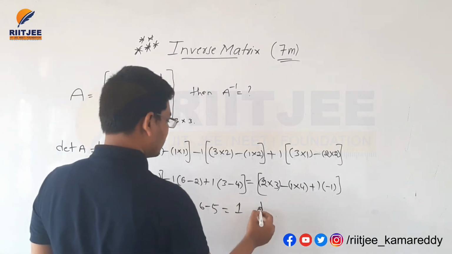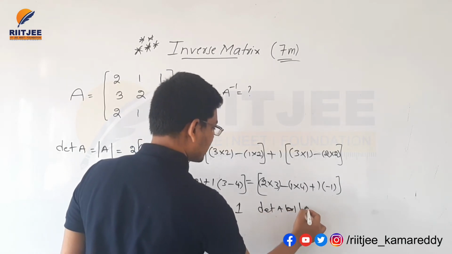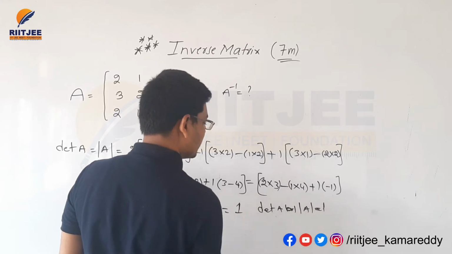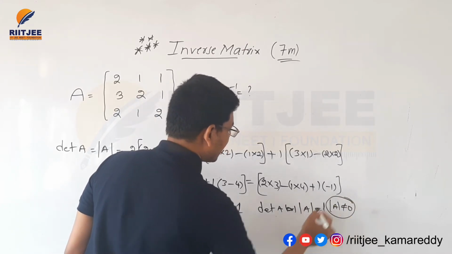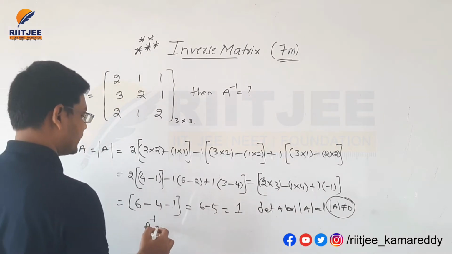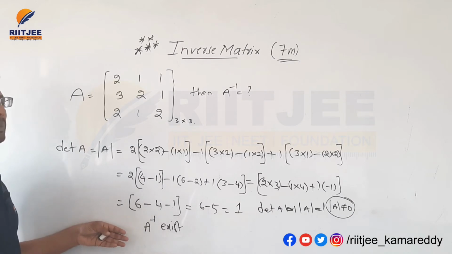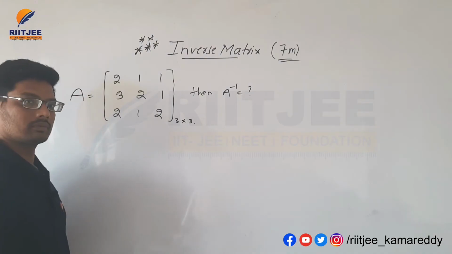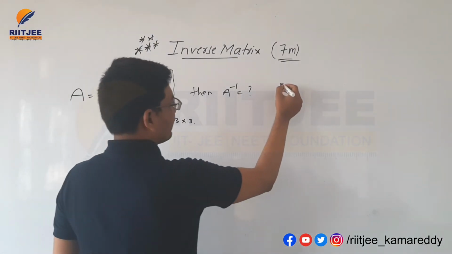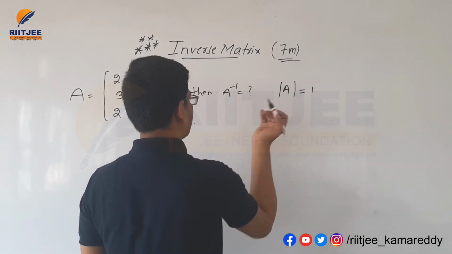The det A value or modulus A value is equal to 1. Here modulus of A not equal to 0, that's why A inverse exists here. A inverse exists here. A inverse is possible here. Let's find the cofactor matrix for matrix A here. Here we got modulus value equal to 1. I am keeping it to one side.